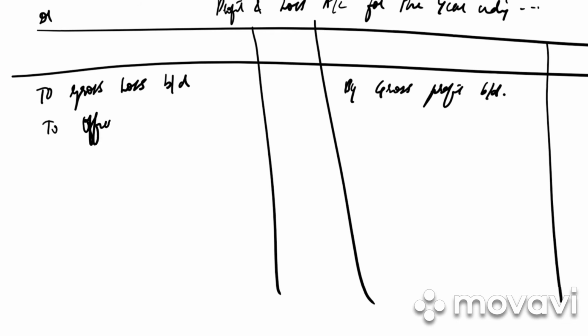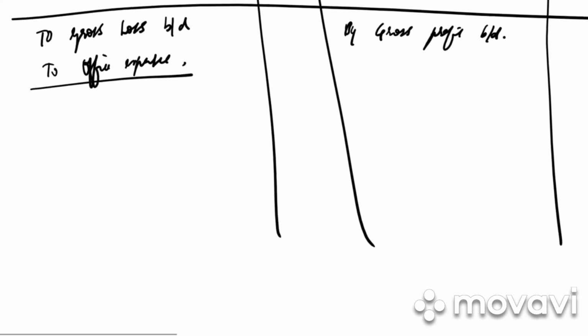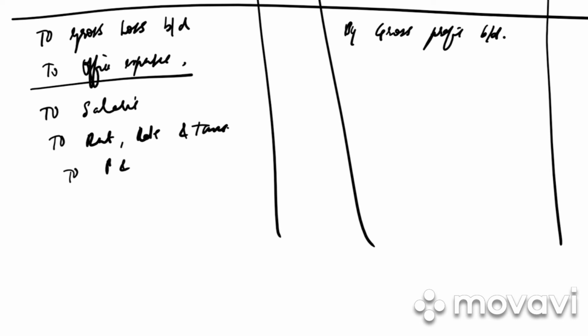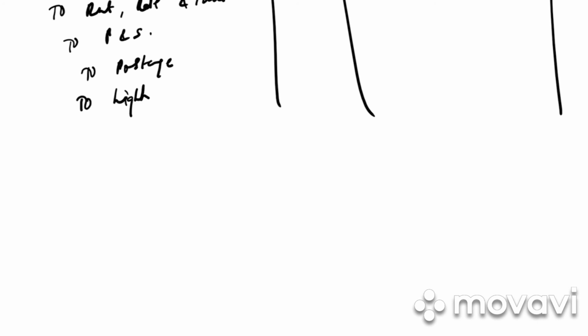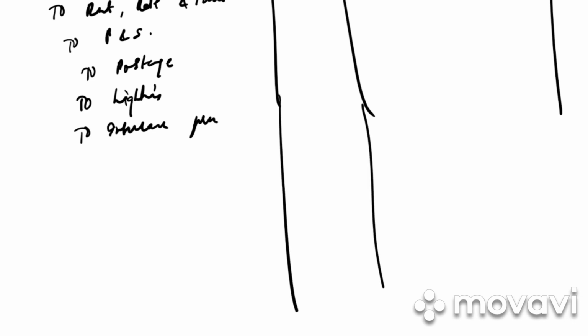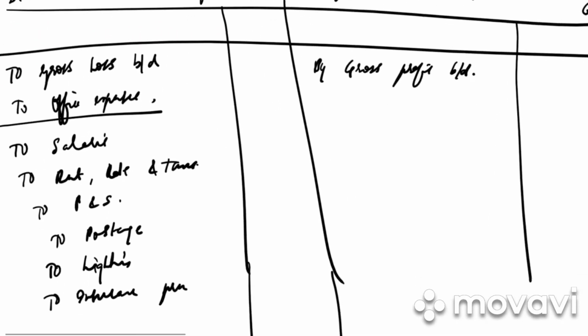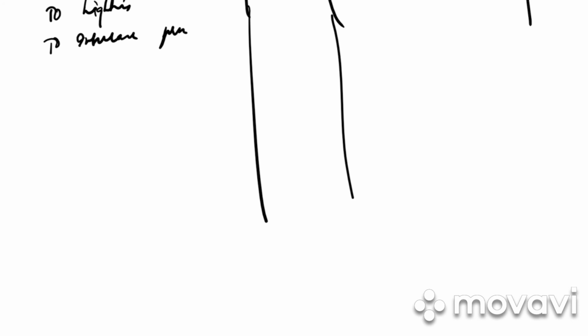Next we have office expenses. Under office expenses we can have to salaries, to rent, rates and taxes, to printing and stationery, to postage, to lighting, to insurance premium, keep writing one below the other, to telephone charges, to legal charges, to audit fees, to traveling expenses, to establishment expenses, to trade expenses, to general expenses.